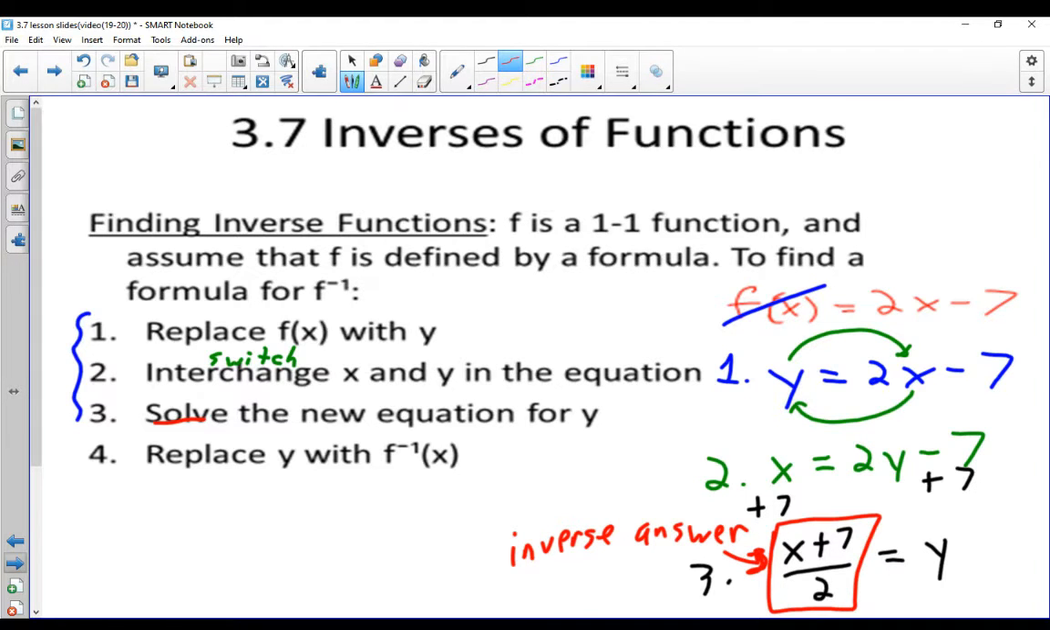And step 4 says replace y with the inverse notation. But technically you don't have to do that because, well, Hawks already does that for you. So technically the 4th step doesn't really matter. It's the first 3 steps that matter: first replacing the f of x with y, switching the x and y around, and then solve. And once you've solved for y, you have your answer. Piece of cake. Let's just try a couple examples so you can get the feel for the procedure, and then you guys should be good.